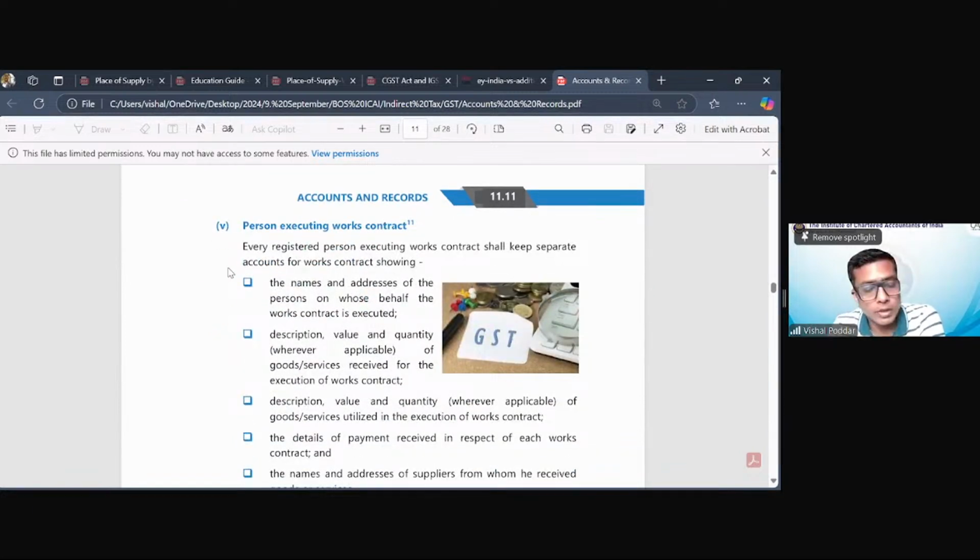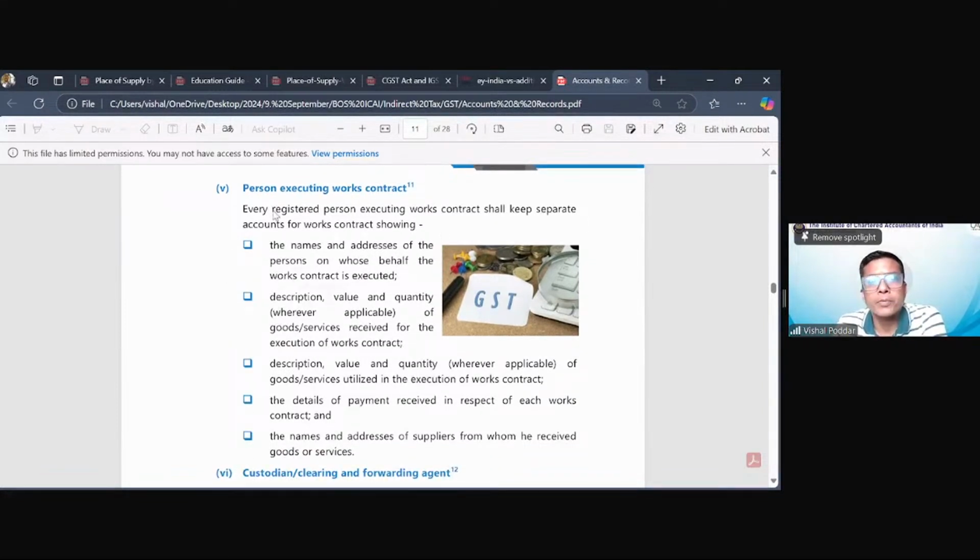Fine. Then if you're a works contractor, engaged in construction work, in such a case, the details that you need to maintain is keep separate accounts for each work contract. So let us say you have got different projects going on. One is the construction of a mall, another is construction of some expressway, another is construction of some metro. For all these different projects, you have to maintain project-wise details of, first one, names and address of the person on whose behalf the contract is executed. So in other words, you need to maintain contractees' details, same as how you are maintaining your suppliers' and customers' details. Here you are maintaining your contractees' details.